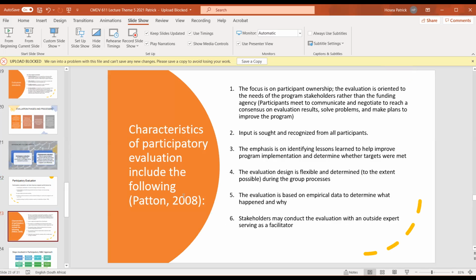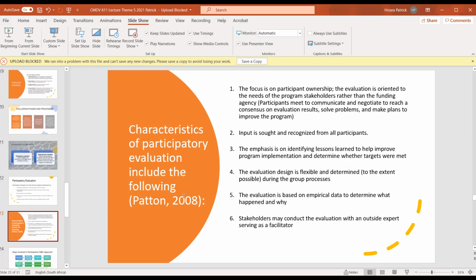Under participatory evaluation, it focuses on participant ownership, right? The evaluation is people oriented. It focuses on the people themselves, on the stakeholders that are involved in that particular project. So in that place, you are concerned about the environment and the stakeholders involved. That's one fundamental feature of the participatory approach.